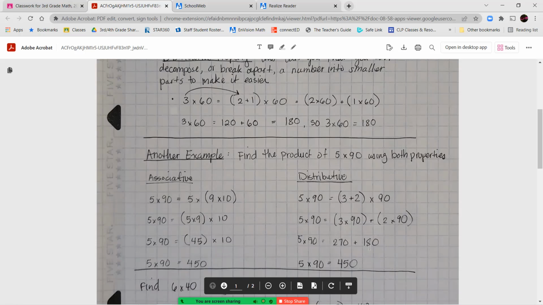270 plus 180 will also give me 450. I'm going to arrive at the same sum. I'm just doing it 2 different ways. And one way may be easier for you than the other way, and that's okay.